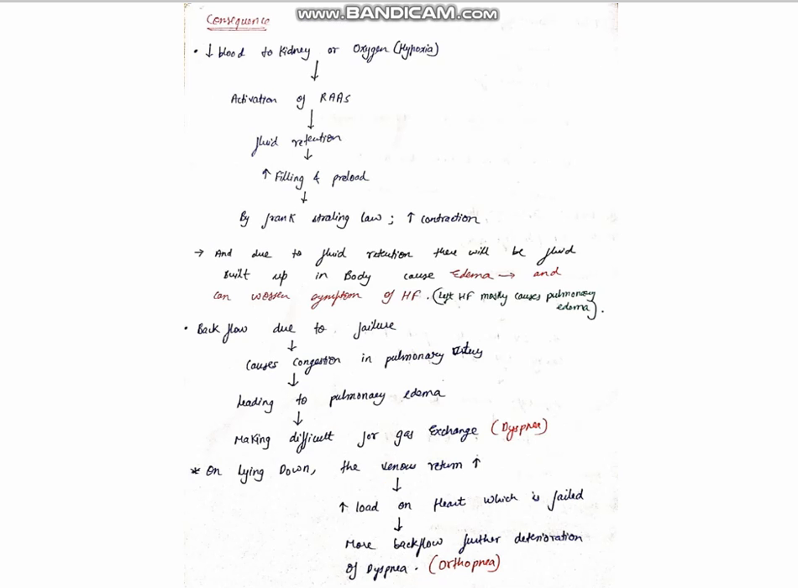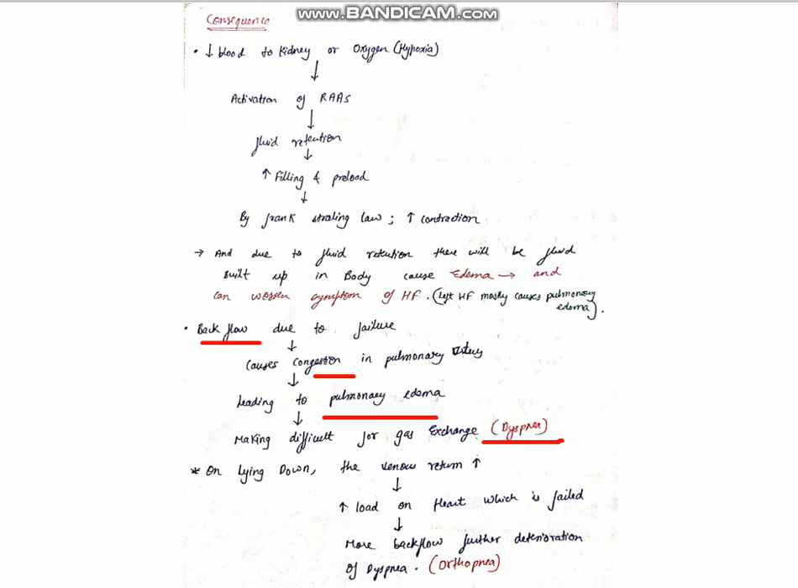Now let's talk about the consequences of left heart failure. When the heart fails, the blood supply to the kidney decreases, and there will be activation of the renin, angiotensin, aldosterone system, and this will lead to fluid retention. But in this condition, as there is already congestion and we are increasing the volume, it will be worse, and it will worsen the symptoms of heart failure. As there is backflow, it will lead to congestion in the pulmonary vessels, further leading to pulmonary edema, which will cause dyspnea. The patient will complain of dyspnea.